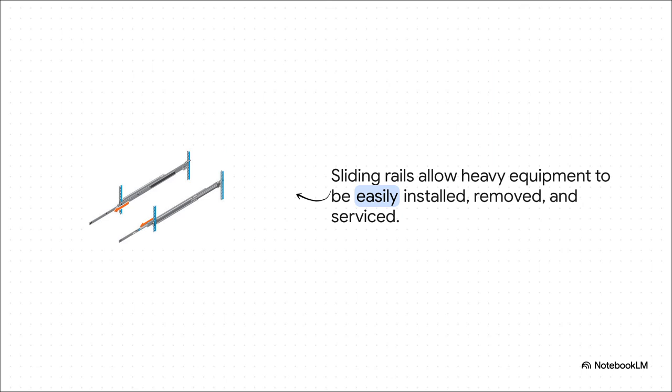And the solution for handling all that heavy gear is so simple, it's beautiful. Sliding rails. These things get bolted into the 4-post rack, and they let a server slide out just like a drawer in your kitchen. What this means is that a single technician can safely pull out a server for maintenance without having to unbolt the whole thing and lift it out. It's just a simple, elegant solution to a really physical problem.